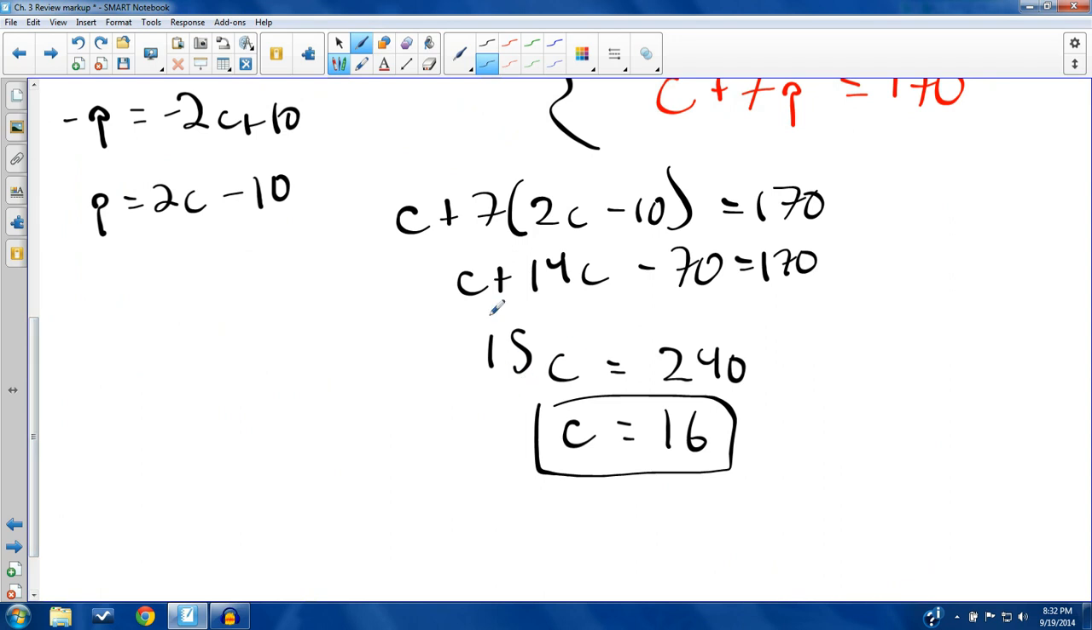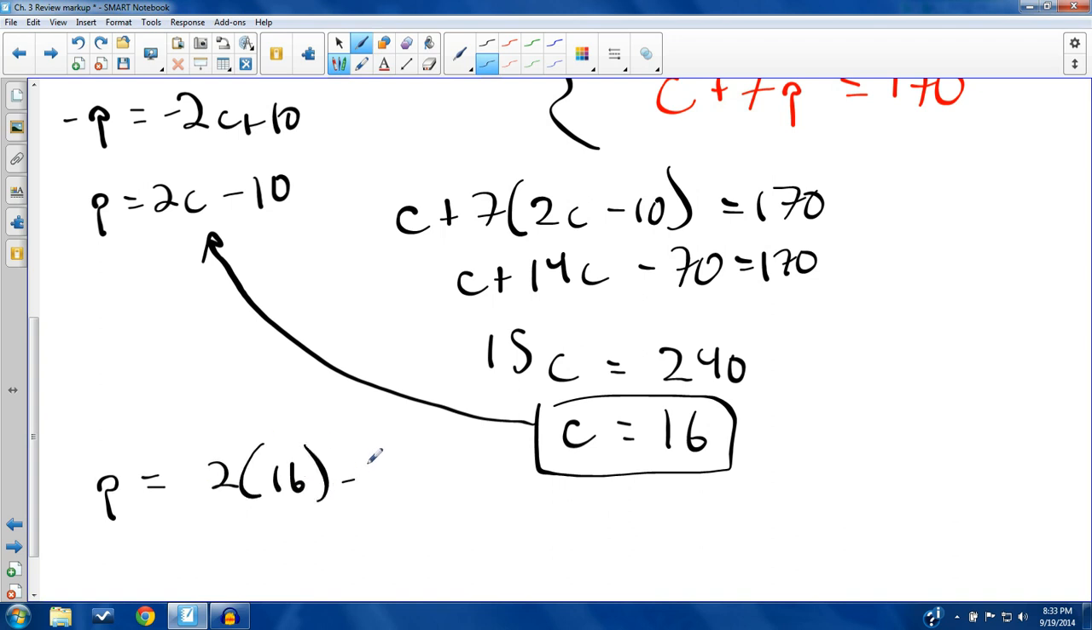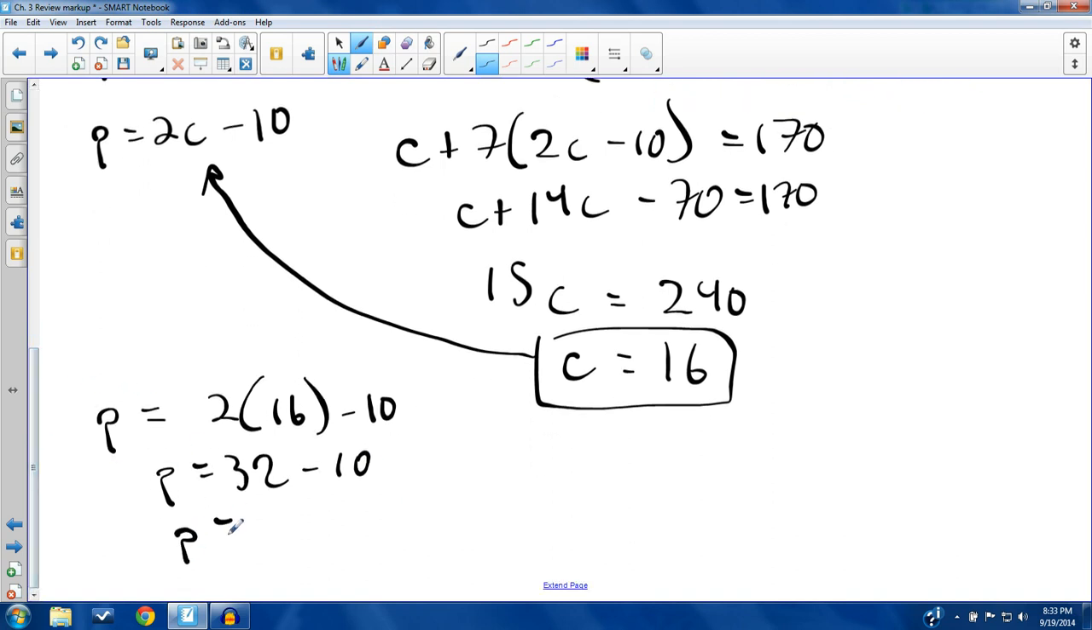Okay, what do I do now? Let's plug in 16 for C right there. So P will be 2 times 16 minus 10. P is 32 minus 10, which is 22 degrees right there.